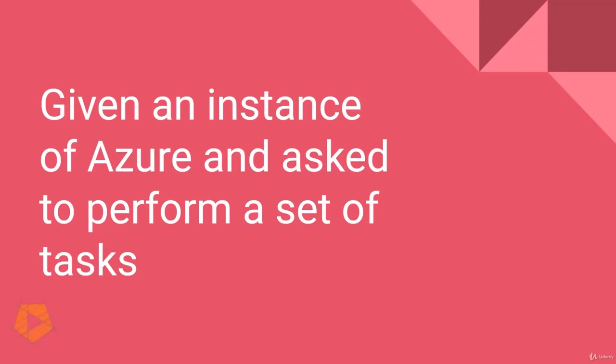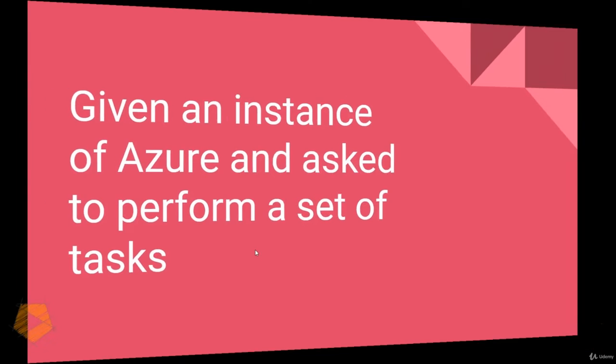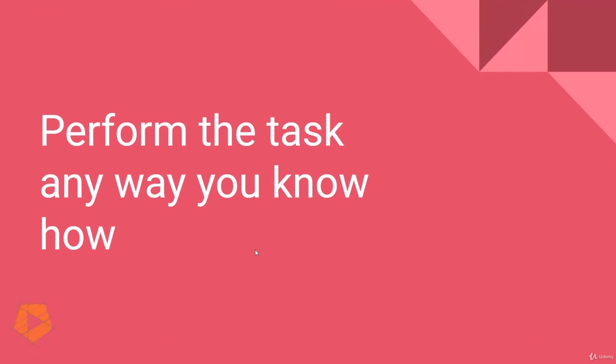You're asked to create a virtual network with the following name. You're asked to create a virtual machine in one of the existing virtual networks. You're asked to do this over here within this resource group, etc. So the tasks should be fairly separate, but you're given a living, working, live instance of Azure and asked to perform that set of tasks. Now, you are given the freedom to perform that task any way that you know how. So if it's through the portal, you can do it that way.